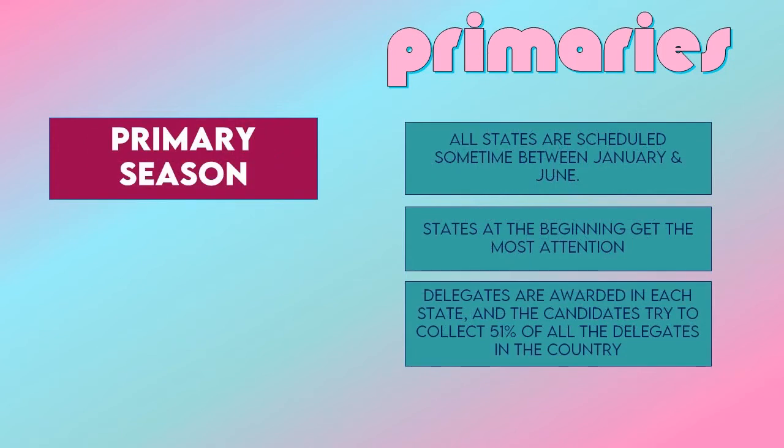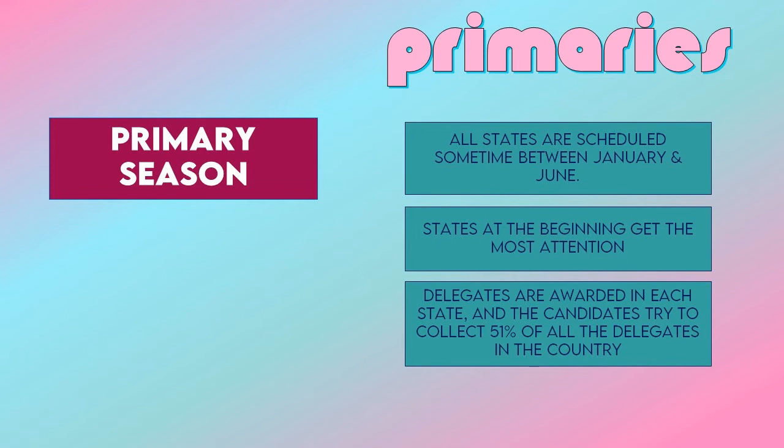Primary season is just the time of the year every 4 years when all the primaries take place. The primaries get started in January. That's when we'll have the Iowa caucus and the New Hampshire primary. And primary season is technically going to last until June, even though it's really going to be over way before that. But the states at the beginning of this time period get all the attention, not just New Hampshire, but the other early states like South Carolina, Nevada.